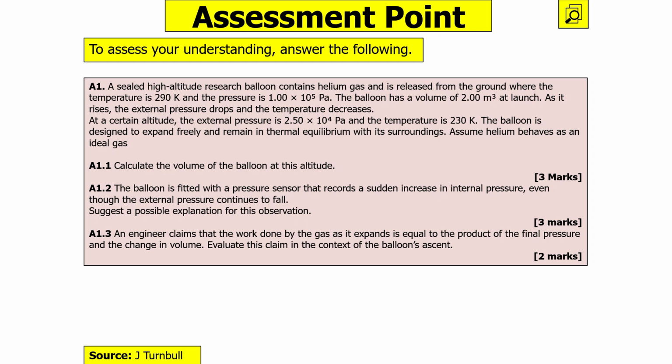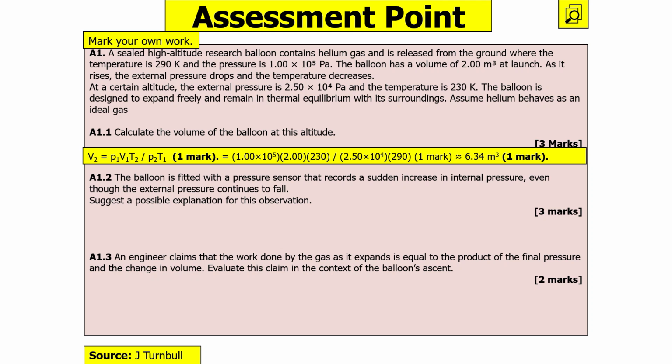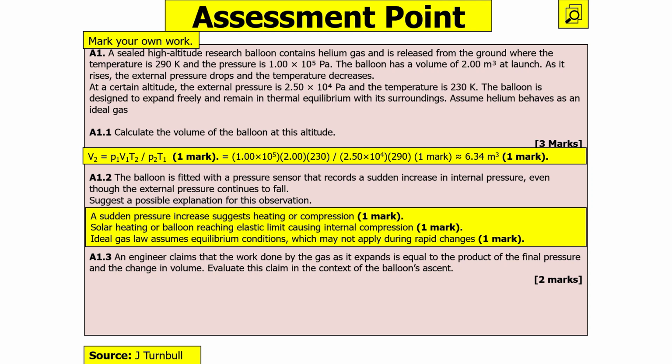In our first answer, how can we work out the volume of the balloon? Well, we can say that V2 is equal to P1V1T2 over P2T1, so it's just using the gas laws. Pop in all the values and we get 6.34 meters cubed. Next one, for a sudden pressure increase, there's going to be heating or compression. Solar heating or the balloon reaching the elastic limit could cause an internal compression. Now, the ideal gas law assumes equilibrium conditions, and that may not apply during the rapid changes.